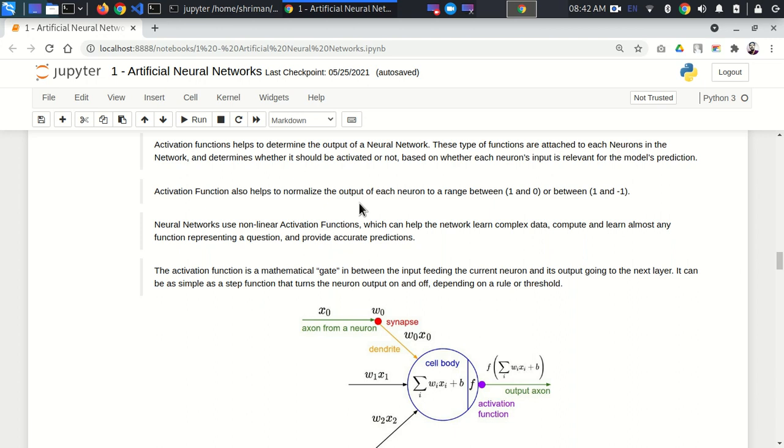So both are the things. Here, the activation function also helps to normalize the output of each neuron to a range between this, right? So in a certain range it will try to normalize your data. Now, neural networks use non-linear activation functions, which can help the network learn complex data, compute and learn almost any function representing a question, and provide accurate predictions.